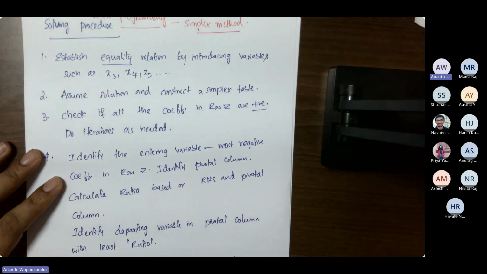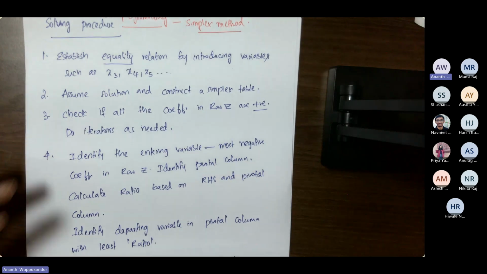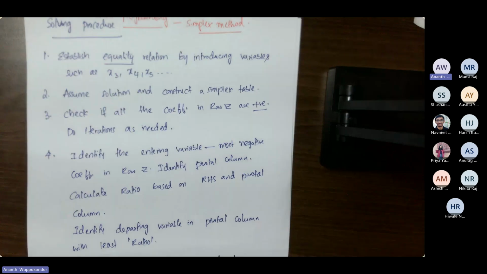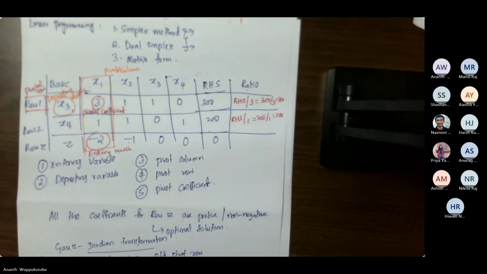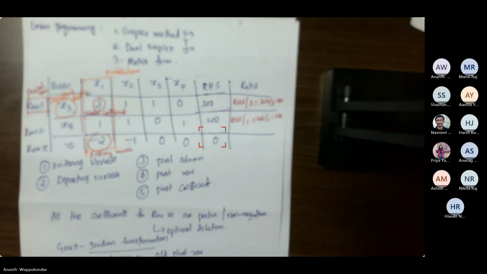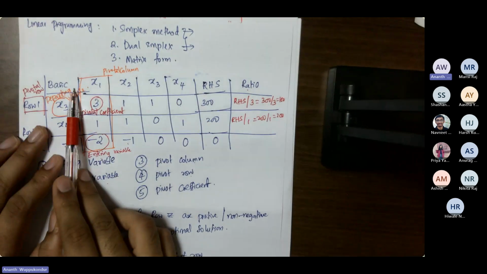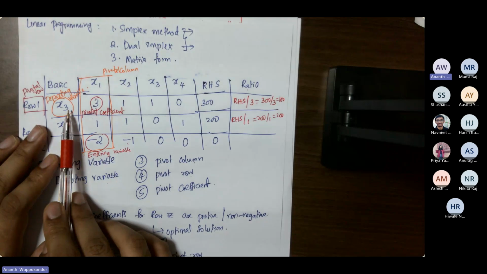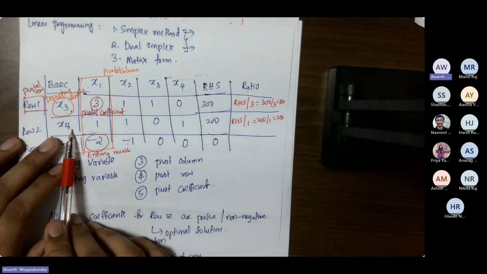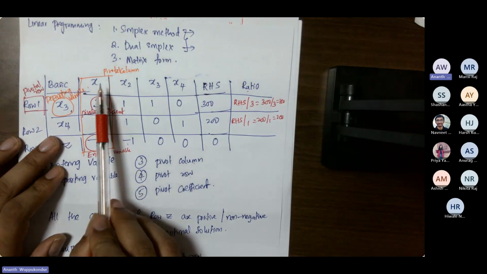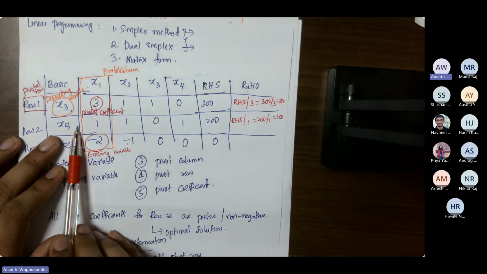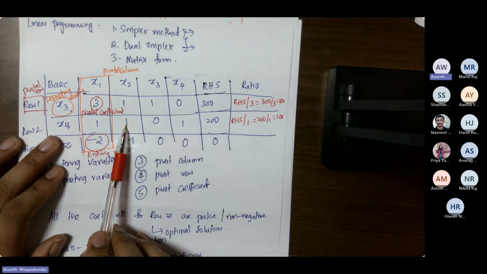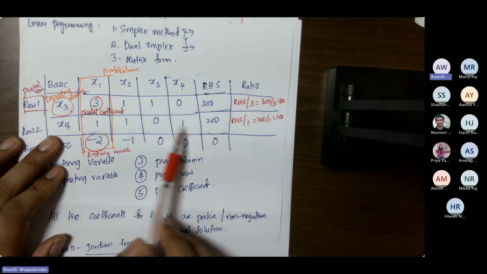Once you bring in an equality, you construct a simplex table where you have the basic variables in the first column. In our assumed solution, we assume that x1 and x2 are zeros, and so we only have x3 and x4. The coefficients of each of these variables from the constraints are written here, along with the right-hand side term of the constraint. Similarly, for the second constraint, x1 plus x2 plus x4 equals 200, we have the coefficients 1, 1, 1 and 200.